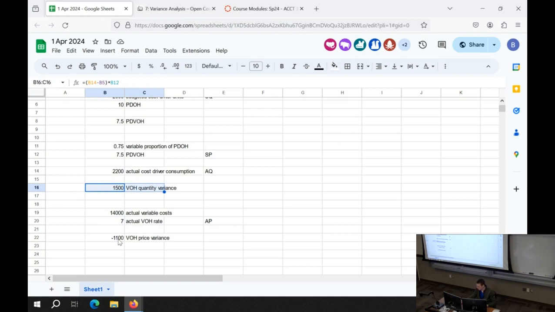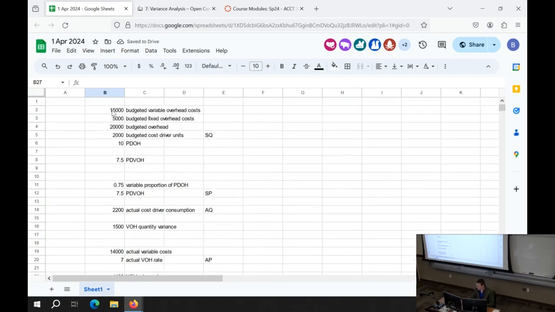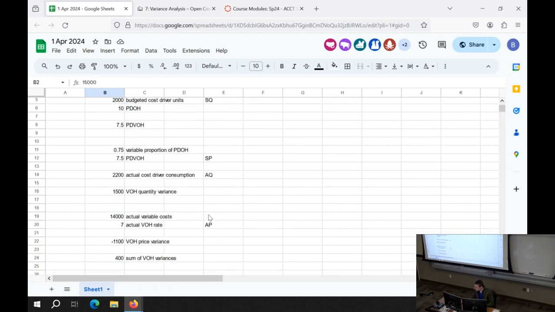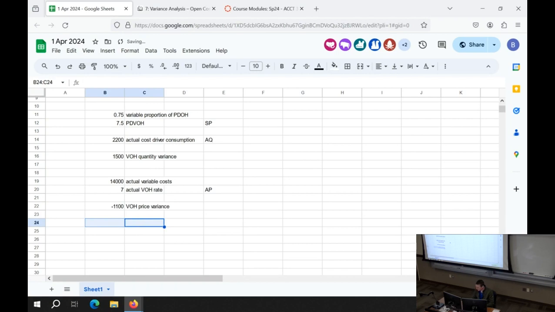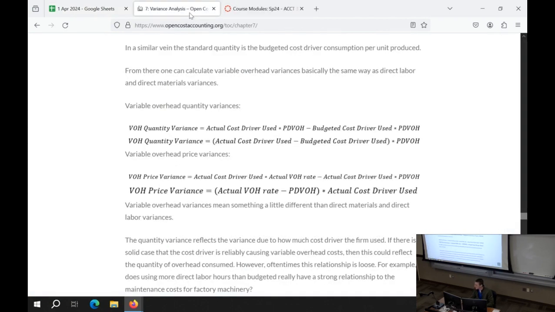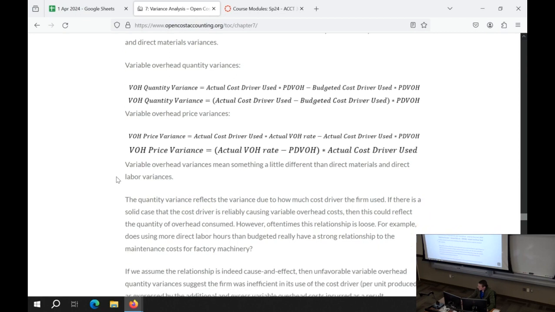We have our two variable overhead balances here, and the sum of these, the sum of VOH variances, should equal the difference between what we actually spent for variable overhead and what we budgeted for it. Now, why is it not? We'll come back to that. I'll come back to that in a second. All right, so let's talk about what it means.